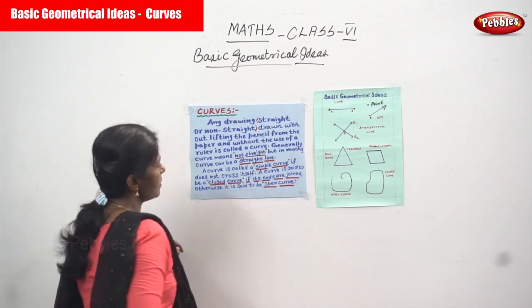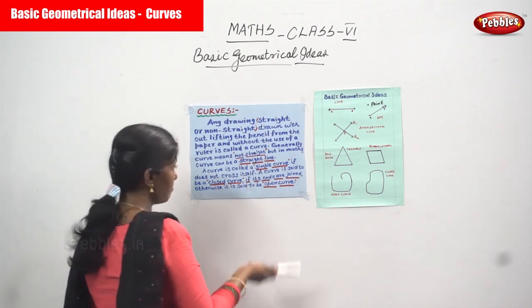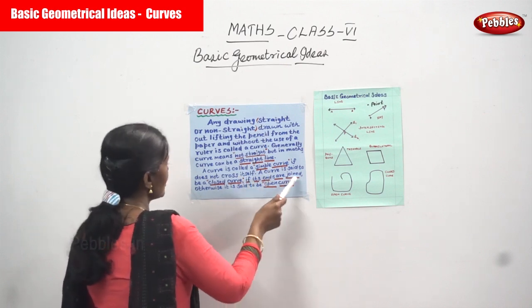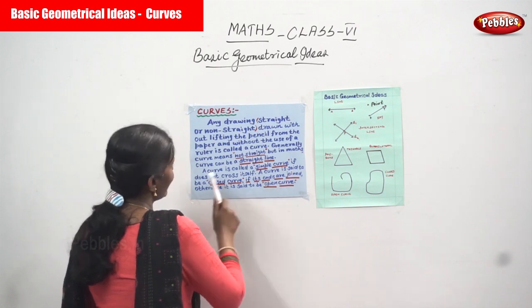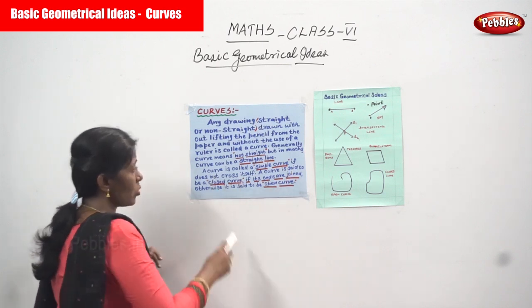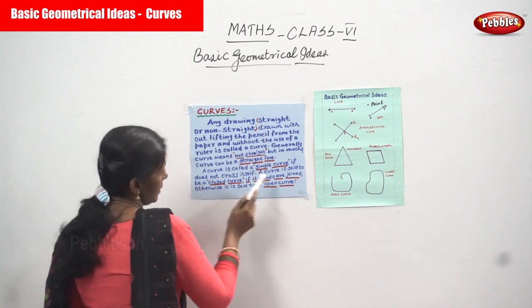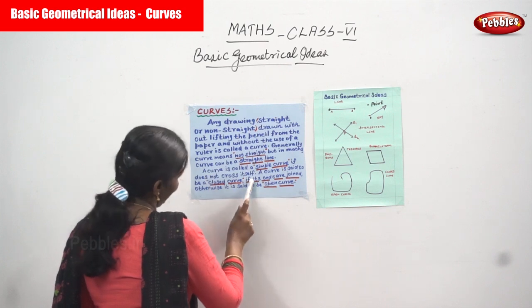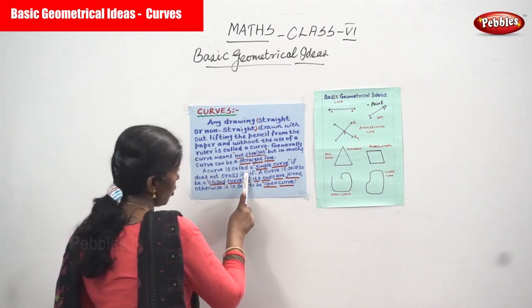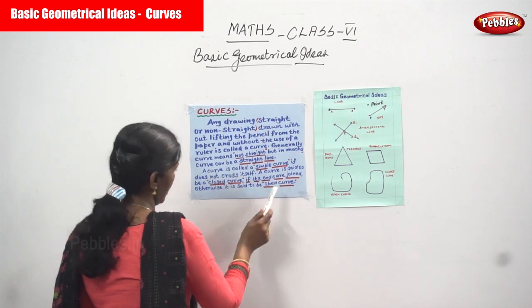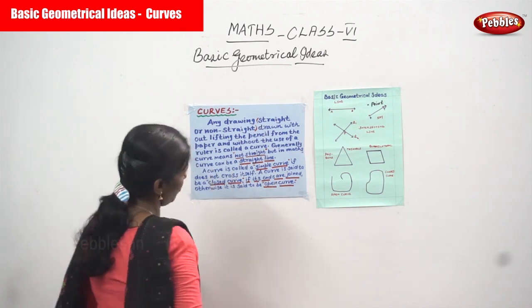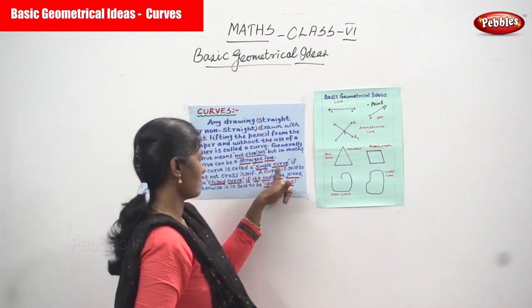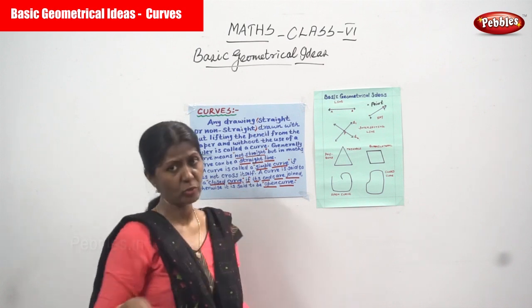A curve is called a simple curve, one more name for a curve, if it does not cross itself. A curve is said to be a closed curve if it does not cross itself. A curve is called a simple curve if it does not cross itself.